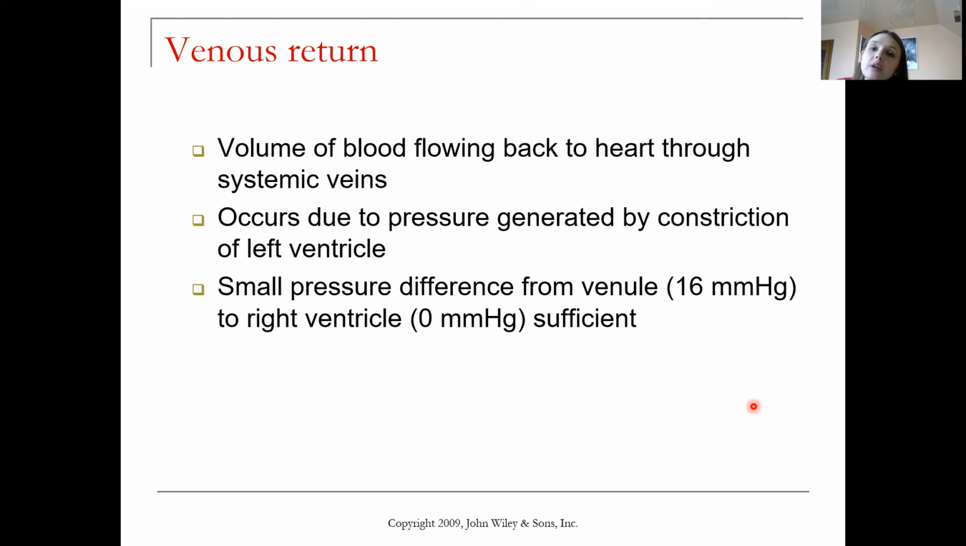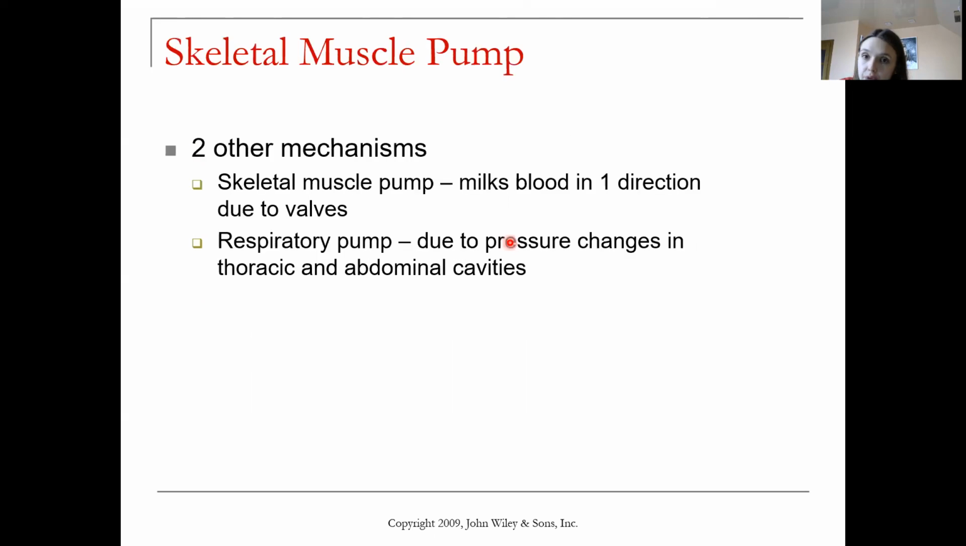So venous return is the volume of blood flowing back to the heart through the systemic veins. It occurs due to the pressure generated by contraction of the left ventricle, and also due to the difference of pressure between the vena cava superior and inferior and the right atrium. In the vena cava, it could be about 4 or 5 millimeters of mercury. In the right atrium, it will be about 0 millimeters of mercury. So due to the difference of pressure, blood will flow towards the right atrium.